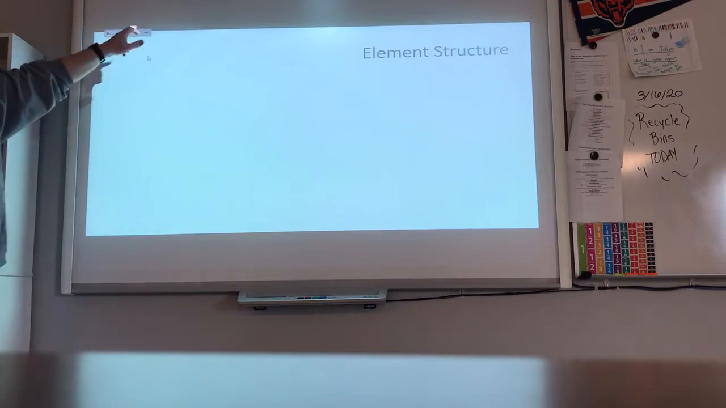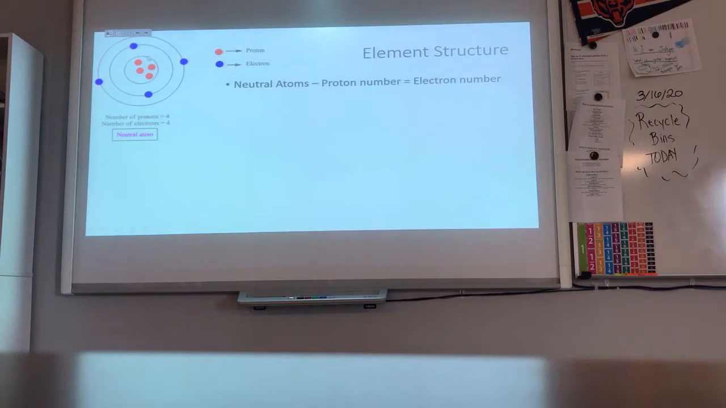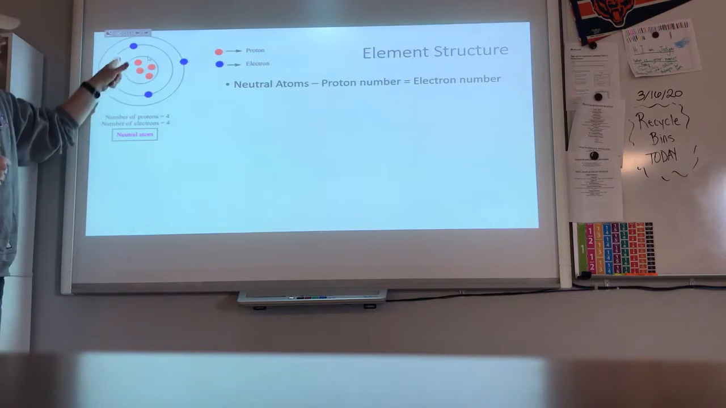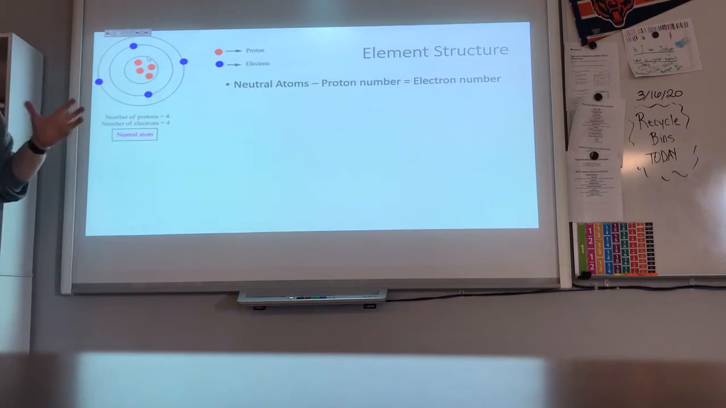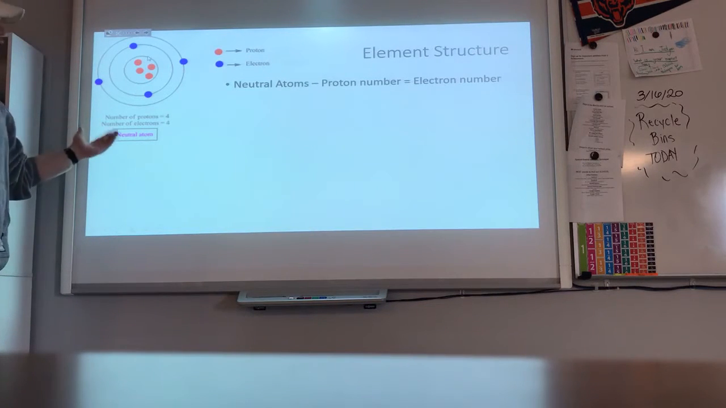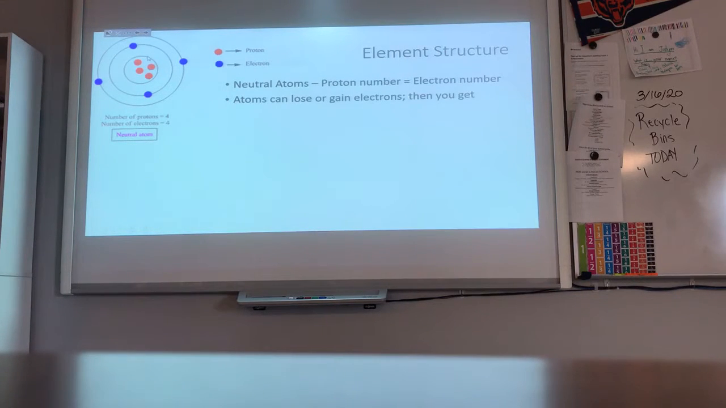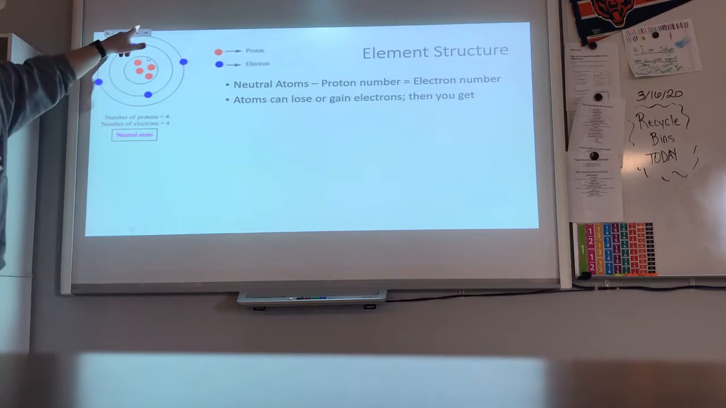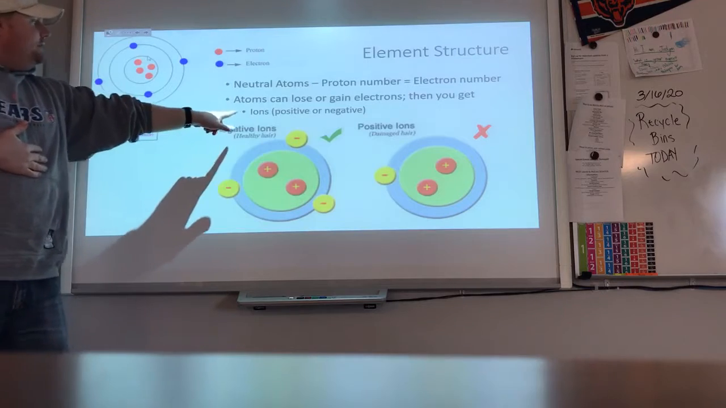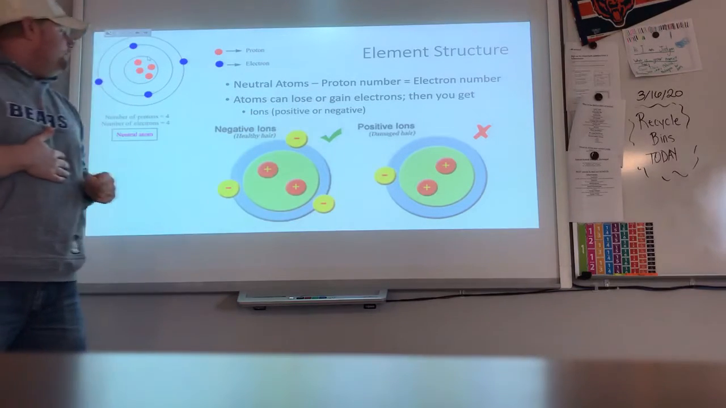Now, element structure. Neutral atoms have an equal number of protons and an equal number of electrons. 4 and 4. 4 positive charges, 4 negative charges. They balance out very nicely and very easily, and this is a neutral atom with no charge. Atoms can lose or gain electrons. Then you get, anyone know? Ions, either positive or negative.